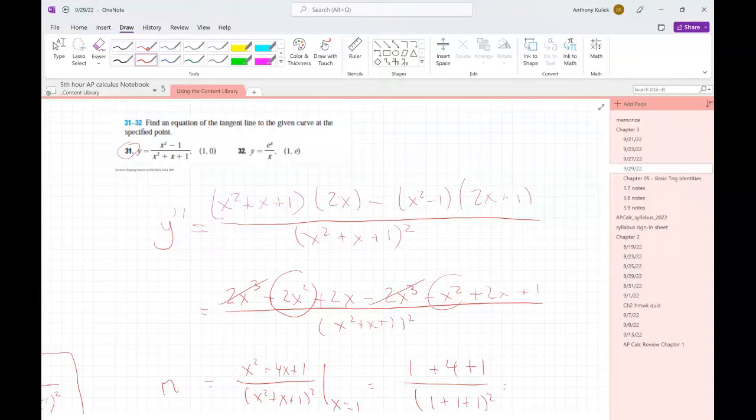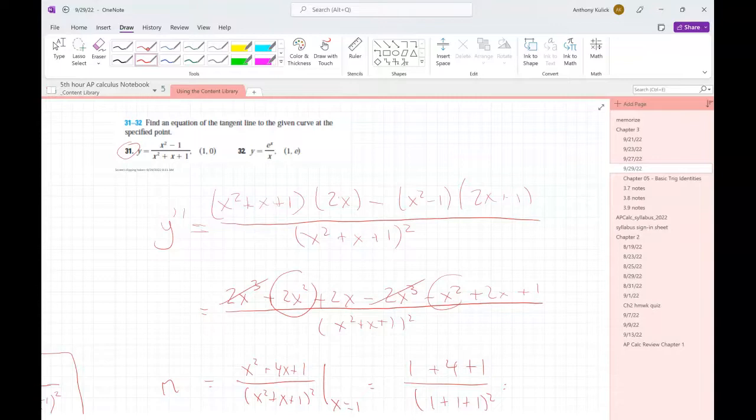But I'm sorry, would it be 2 because there's another 1 on the top? Well, if you combine that, I have 2x squared minus x squared is 1x squared. Okay. 2x and 2x is 4x, and then plus 1. Oh, okay. That looks good.